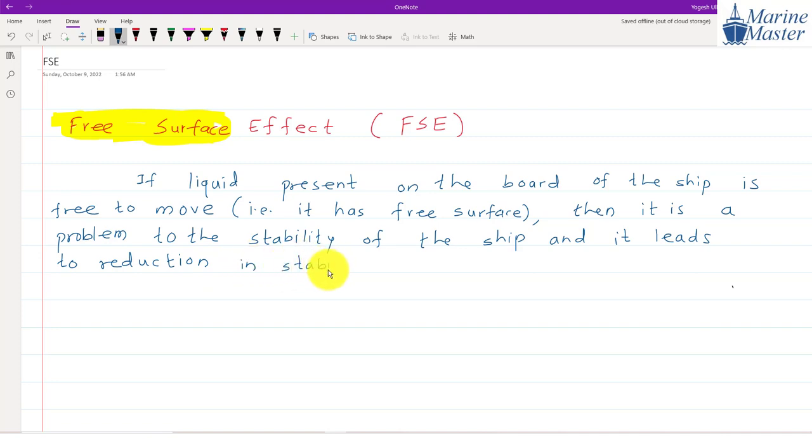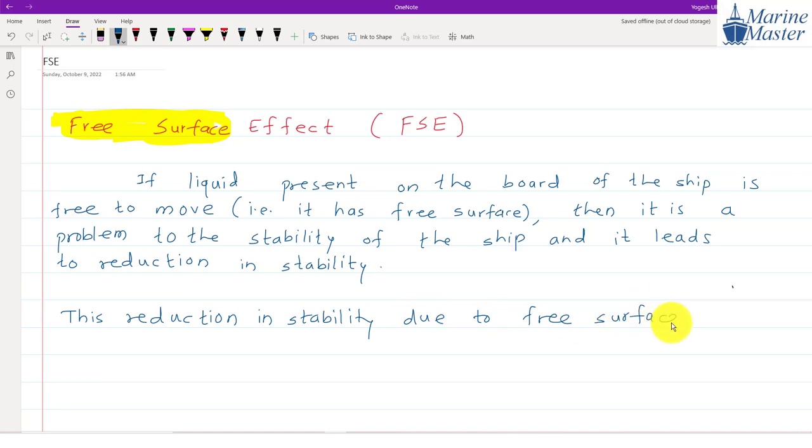You can write it down in your own words also, guys. It is not compulsory to write in my words. Just understand the meaning. Sometimes you may have better English than me. So it leads to reduction in stability. This reduction in stability due to free surface is called free surface effect.